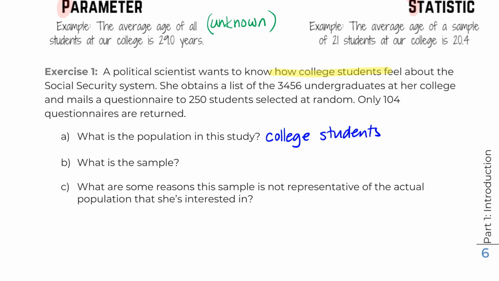And then we look and we know the sample, who she actually got information from. So we can look down at the end and it says she has 104 questionnaires, right? That's her actual information. So we have 104, and the questionnaires themselves are not our sample. We need to figure out who filled out those questionnaires. That's 104. It looks like students selected at random from the undergrads at her college.